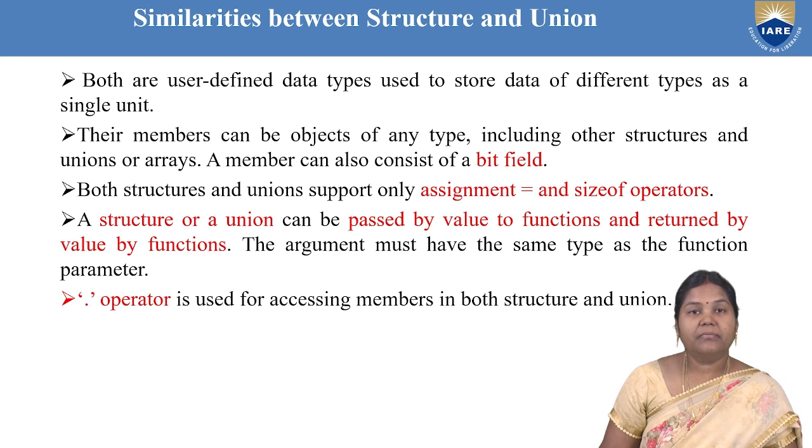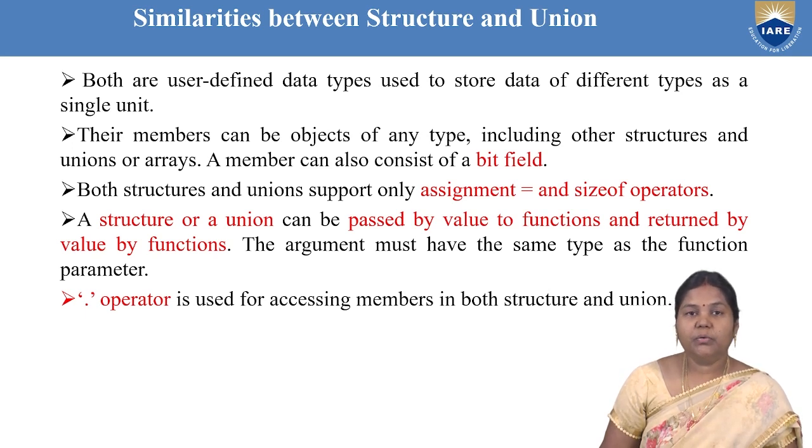Okay, returned by value by the functions. So you can pass a structure as an argument to a function. Similarly, you can also pass a union to a function, and a function can also return one. The arguments must have the same type as the function parameters. Now the popular operators. The dot operator is used for accessing the members of a structure and union.